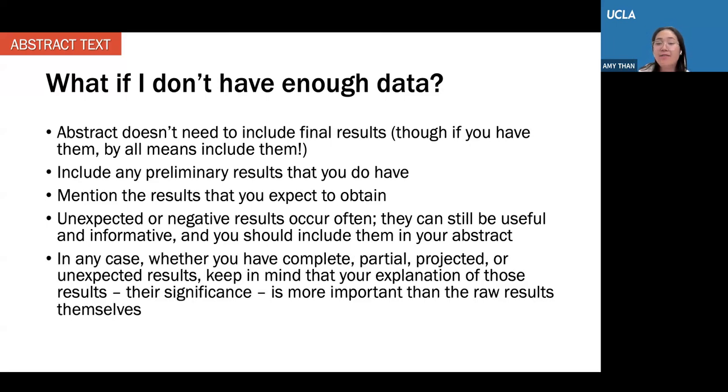In any case, whether you have complete, partial, projected, or unexpected results, keep in mind that your explanation of those results, their significance, is more important than the raw results themselves. Remember that research is kind of like a process. You won't have a clear, concrete beginning, middle, and end by the time you submit your abstract. This abstract should just capture where you're at currently and where you think you could get to by the time that you present the poster.